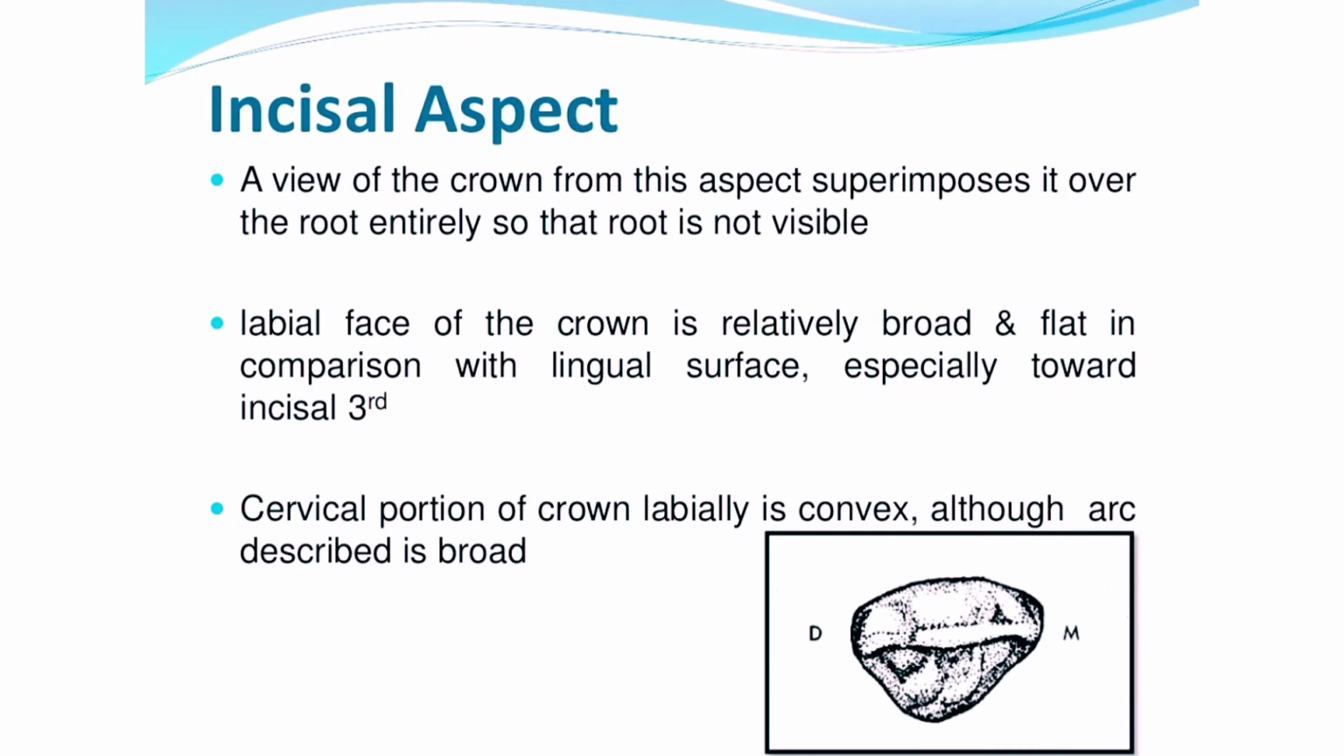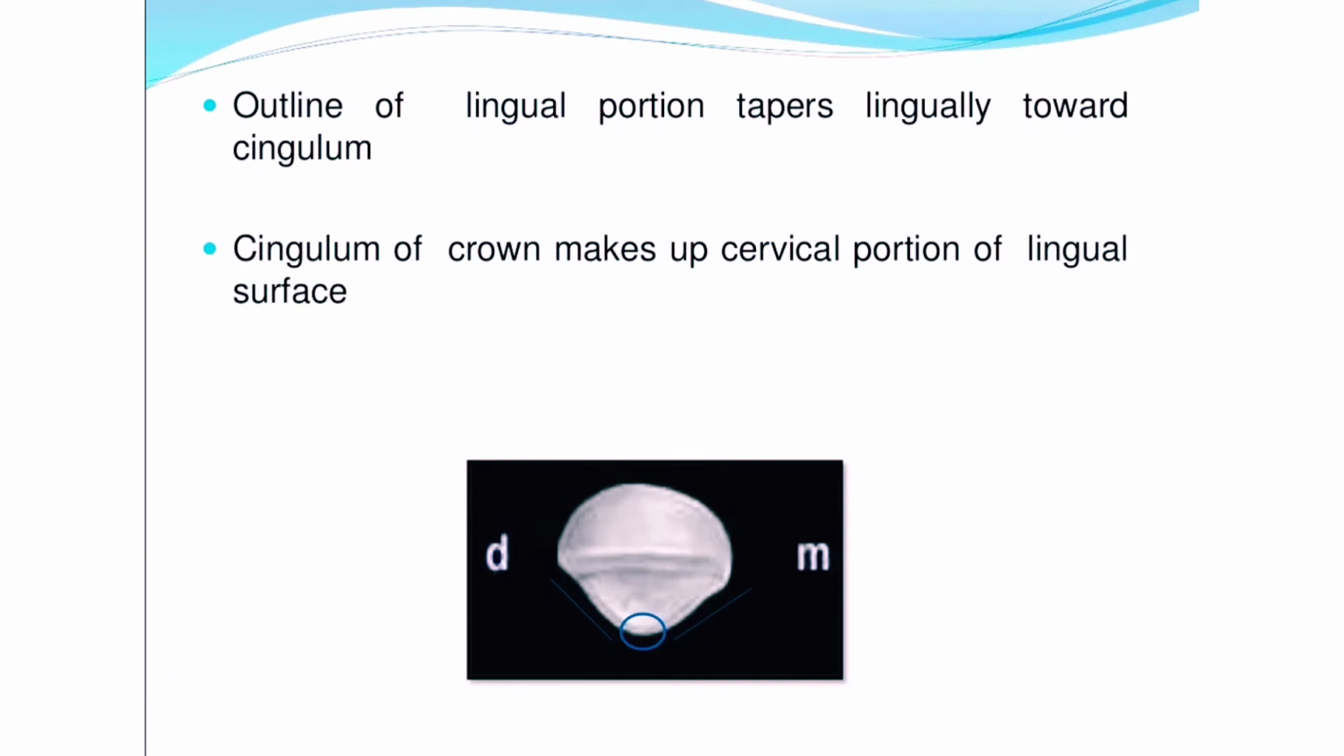Incisal aspect. A view of the crown from this aspect superimposes it over the root entirely so that the root is not visible. The labial face of the crown is relatively broad or flat in comparison with the lingual surface, especially toward the incisal third. The cervical portion of the crown labially is convex, although the arc described is broad. The outline of the lingual portion tapers lingually toward the cingulum. The cingulum of the crown makes up the cervical portion of the lingual surface.